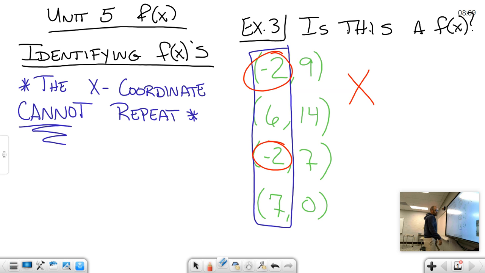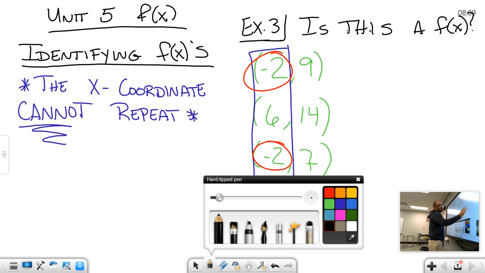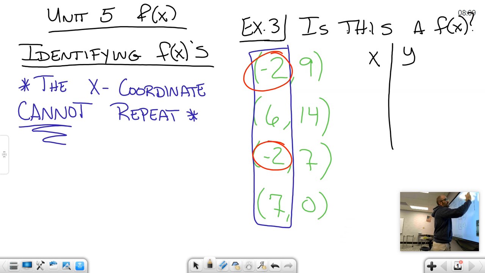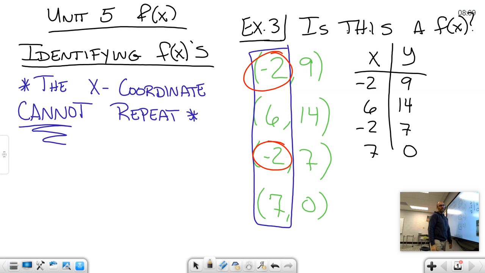Now, another way that you can view this, they'll give you the same question, but they'll ask it in a table form. So it may look like this. You might have x, y, and you'll have -2, 6, -2, 7, 9, 14, 7, 0. It'll look like that. So this is in table form. This is a lot easier to look at because all you're looking at here in your table is, again, focus on the x's. If the x repeats, not a function. If the x does not repeat, then it is a function.